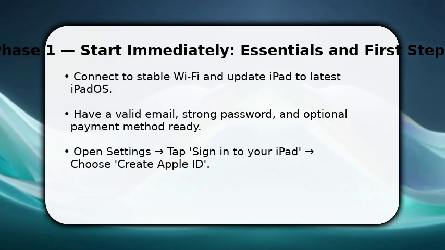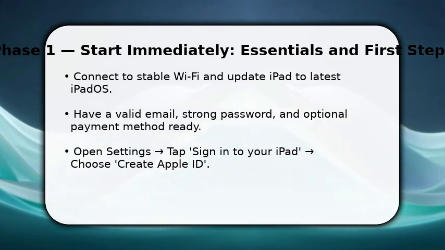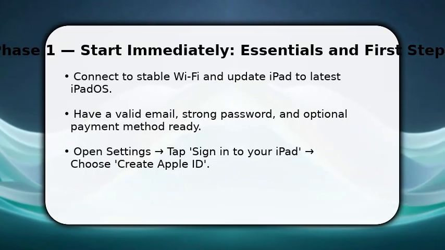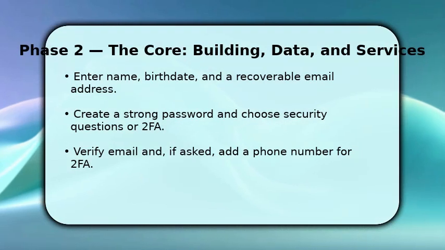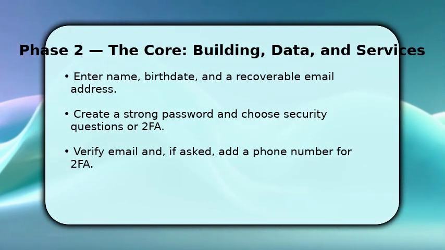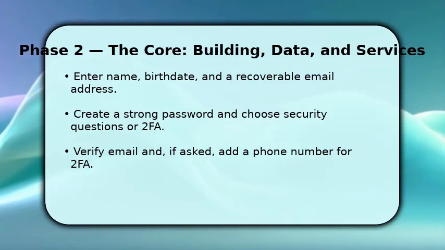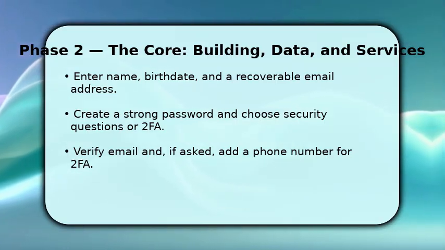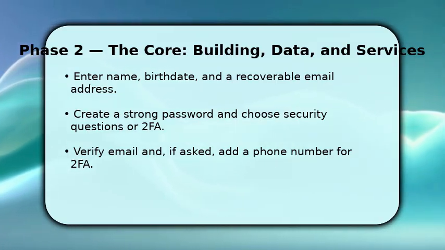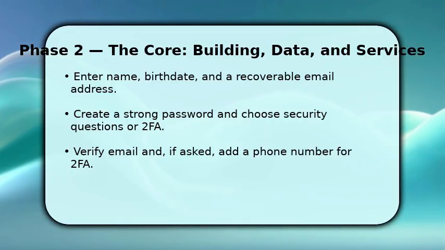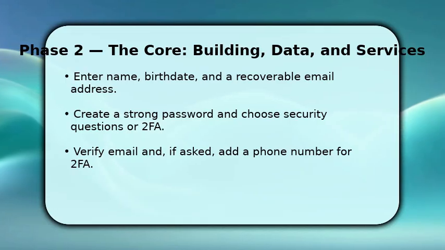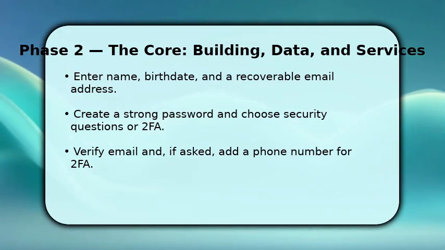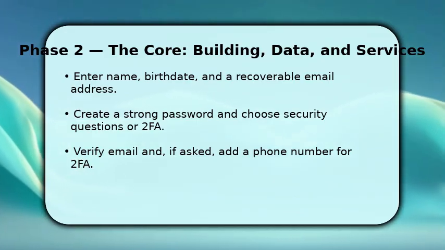You'll now fill out personal details. Type your name and accurate birth date because Apple uses this for age checks and recovery. Create a strong password that meets the requirements. This prevents repeated rejections. Next, choose security questions or enable two-factor authentication for better protection and provide a reachable phone number. Apple sends a verification code to your email or phone. Enter that code promptly. Once verified, you'll be guided through terms and conditions and optional payment setup.